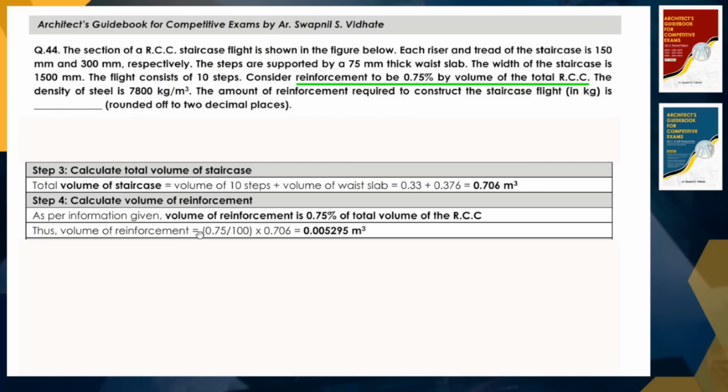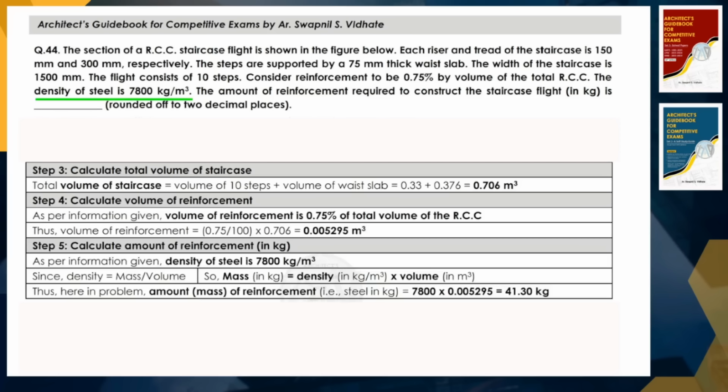So the volume of reinforcement will be 0.75 divided by 100 into the volume which we have just identified. It is 0.706. So this calculation will give you the figure of 0.005295 meter cube, right? Now the next thing they have mentioned, that for 1 meter cube of RCC, there is a density of 7,800 kilo of steel, right?